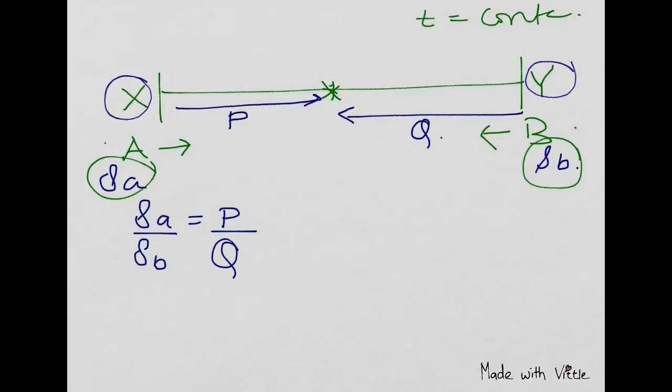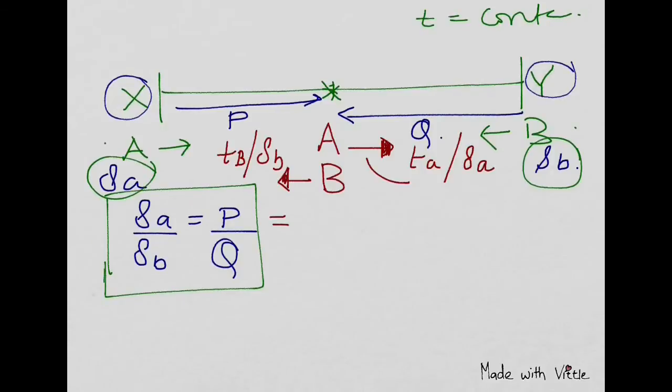So when they meet, A must have traveled some distance which is P, and B must have traveled some distance which is Q. So the ratio of speed is equal to the ratio of the distance traveled when the time is constant. I think you must have read this also, right? This is big. So now what happens?